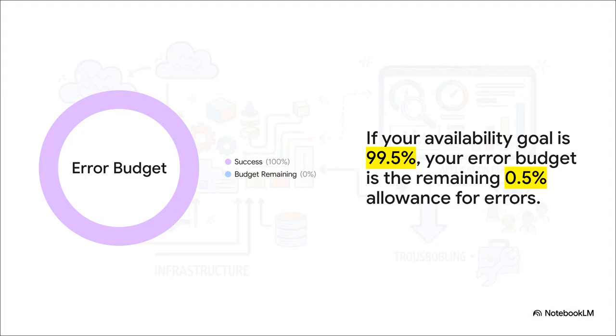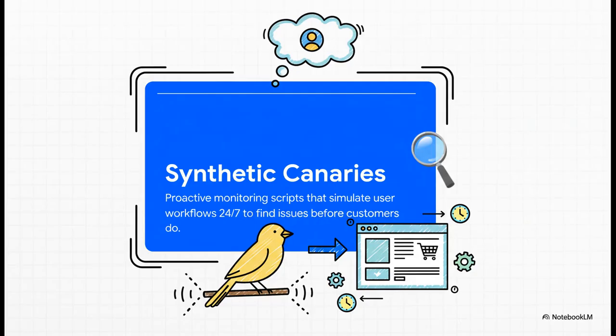And that goal creates something really powerful called an error budget. So if your target is 99.5% success, your error budget is that leftover 0.5%. That's your allowance for acceptable errors or downtime over a set period. It's an awesome concept because it tells you exactly how much risk you can take before you start breaking your promise to your customers. The second pillar builds on this with proactive testing, using something called synthetic canaries.